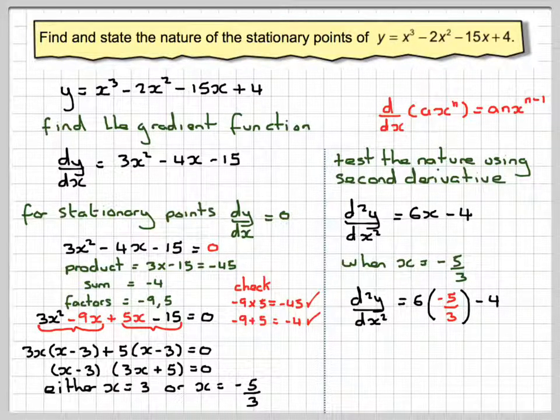The 3 and the 6 will cancel. Now we only need to be interested in the sign. We're going to have minus 10 minus 4, which is definitely negative, therefore that point is a maximum. The only point to be careful of is if it actually is equal to 0, because if it's equal to 0, you have to go back and use what's known as the first derivative test.